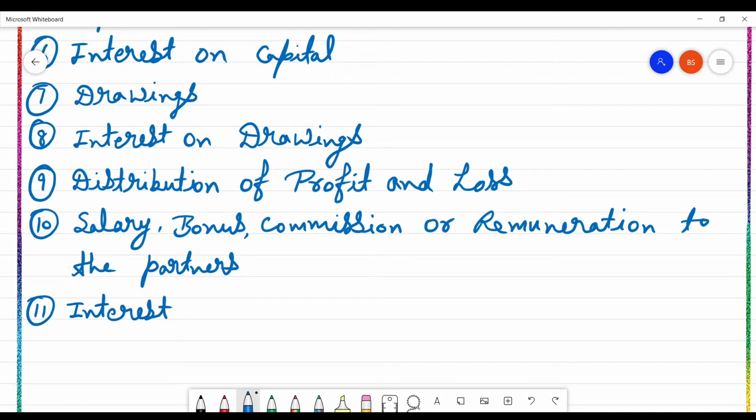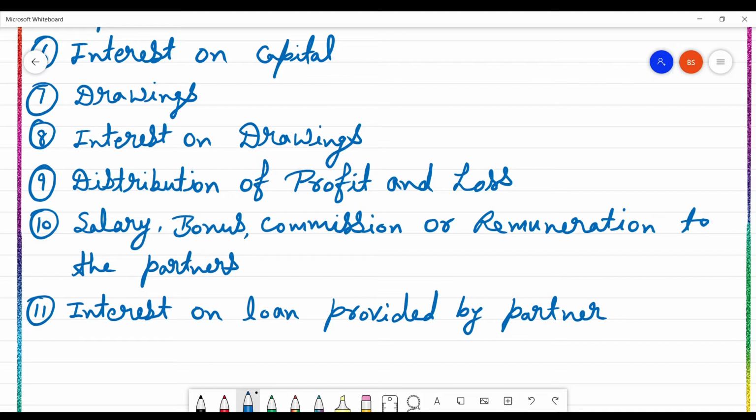11th, interest on loan provided by partner to firm. The rate of interest is to be mentioned in the partnership deed when any partner has given a loan to the firm. If no provision is made in the partnership deed, 6% per annum interest will be paid on the loan given by the partner to the firm.